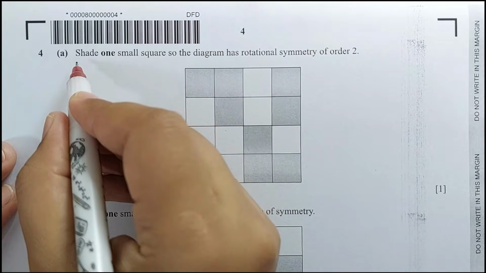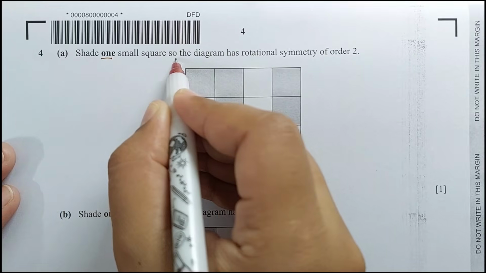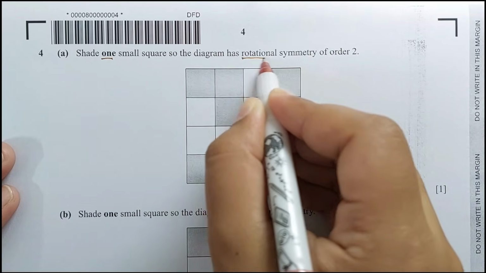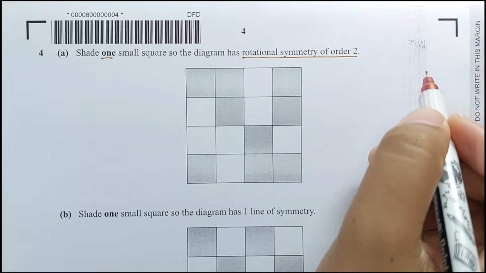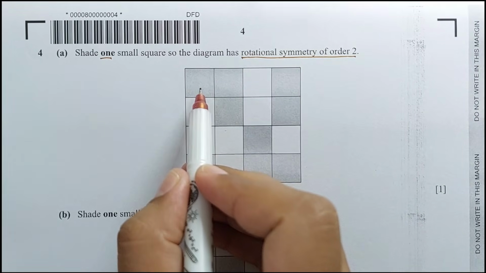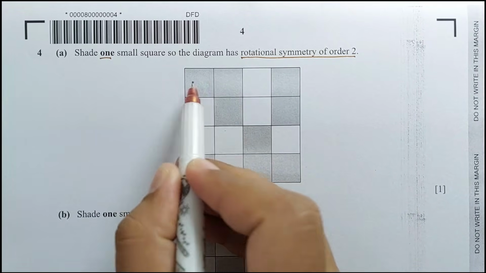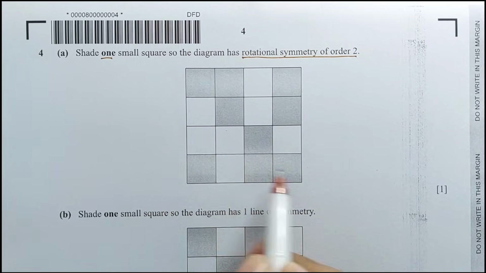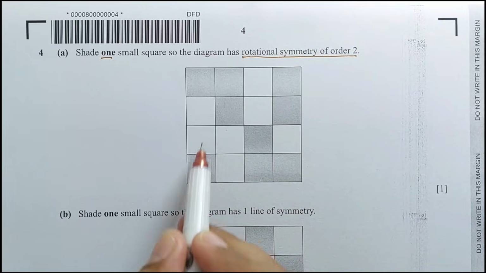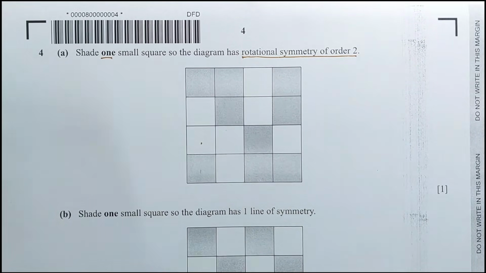Question number 4 part A, shade one small square so that the diagram has rotational symmetry of order 2. Okay, rotational symmetry of order 2, this is 1, 2, 3 in this way, and the other side 1, 2, 3 this way. So these two and these two, so this is going to be the shaded one. Let me shade that.